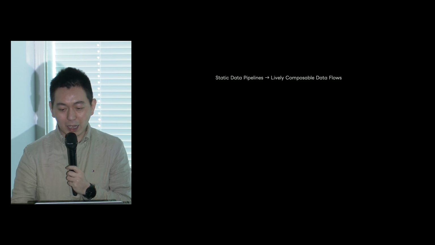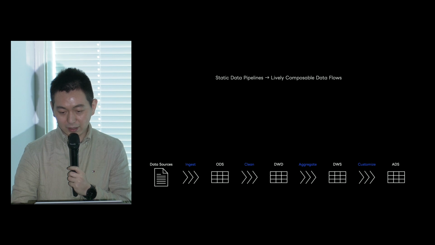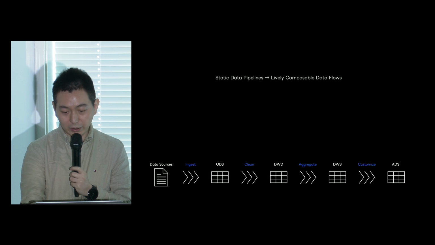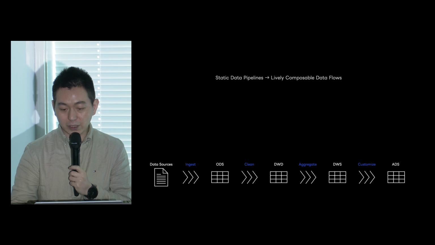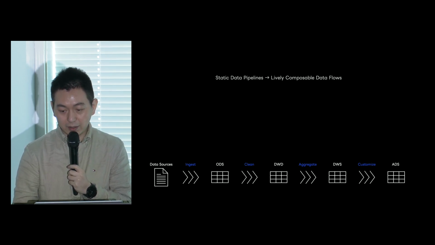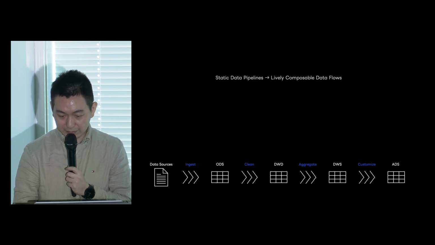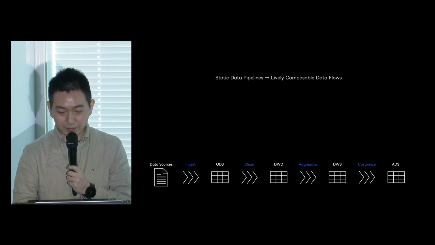What if we change these static data pipelines to some lively composable data flows? Here are some typical data pipelines with corresponding data layers. First, we ingest from data sources and save raw data in the ODS layer. Then we clean the raw data and save it in a DWD layer as a basis for subsequent processing. To speed up repeated queries, we aggregate some data and save it to the DWS layer. In addition, we can customize some data for specific applications and save it to the ADS layer.